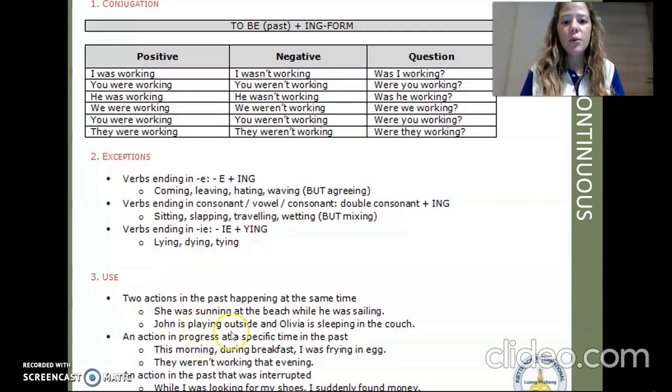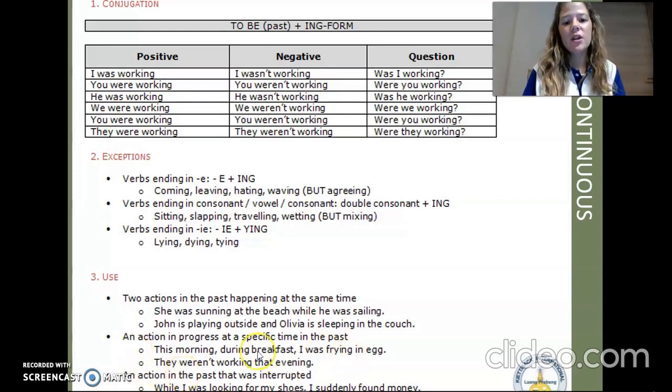An action in progress at a specific time in the past. So this morning, during breakfast, I was frying an egg. So there is an action that is happening at a specific time that I'm talking about. They weren't working that evening. You're talking about a specific time frame, that evening. They were not working, so ing form again.